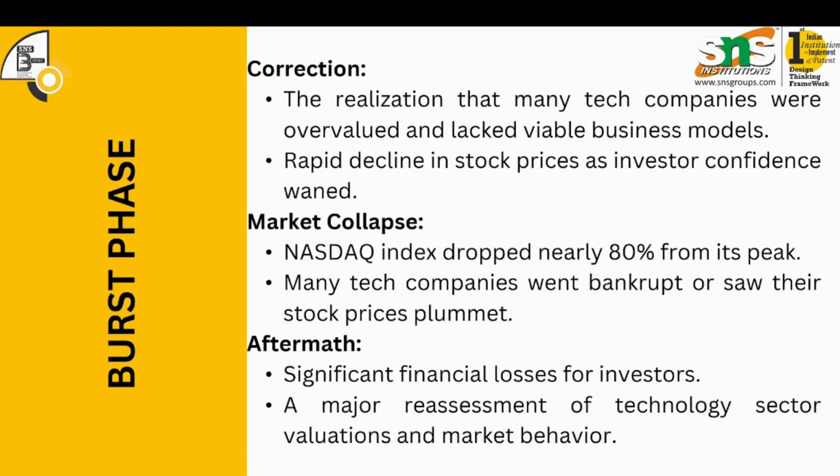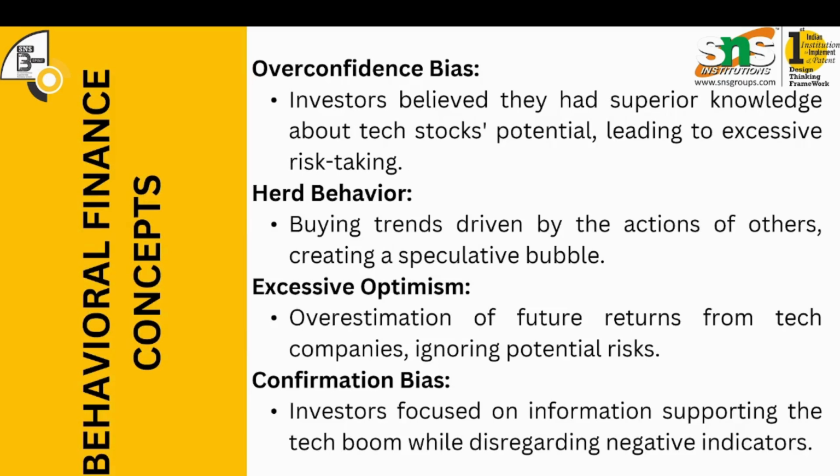The third phase is the burst phase. So the bubble grew, it became a very big bubble, and it is at this time that it burst. Here, people started realizing that many tech companies were overvalued and they lacked viable business models. There was a very rapid decline in stock prices because investors lost their confidence. There was almost an 80% drop in the Nasdaq index from what it was at its peak. A lot of tech companies went bankrupt and saw their stock prices plummet. The aftermath was incredible financial losses for investors, and people started reassessing technology sector valuation seriously. Instead of speculating, they started analyzing what really is happening inside the technology market.